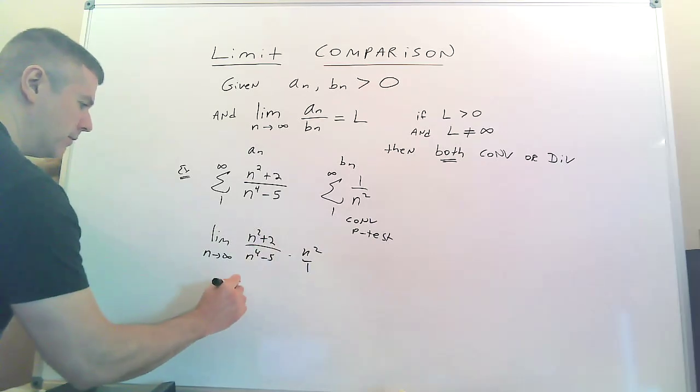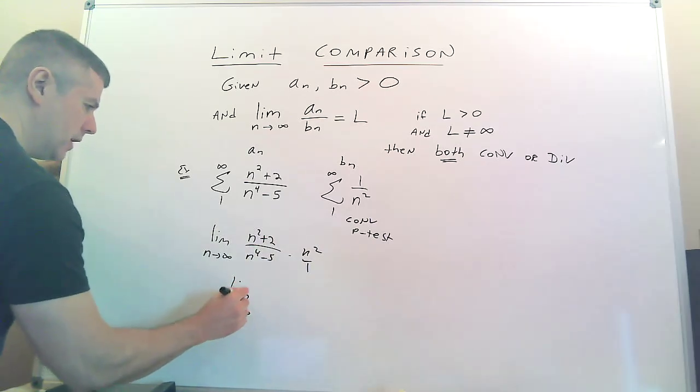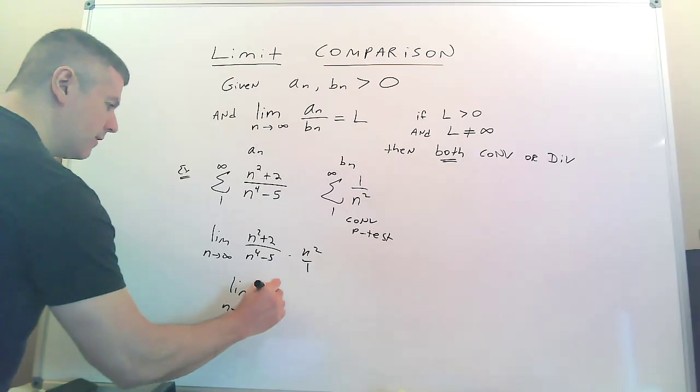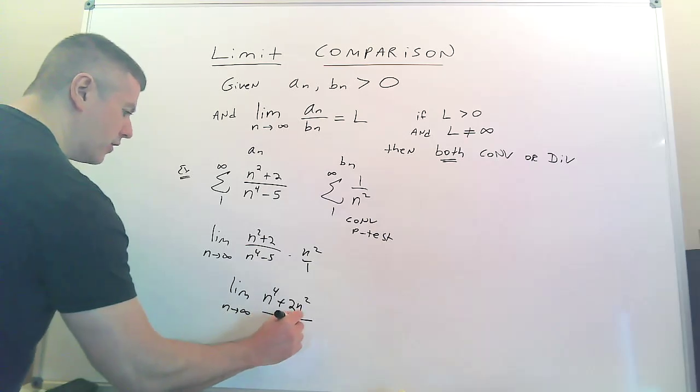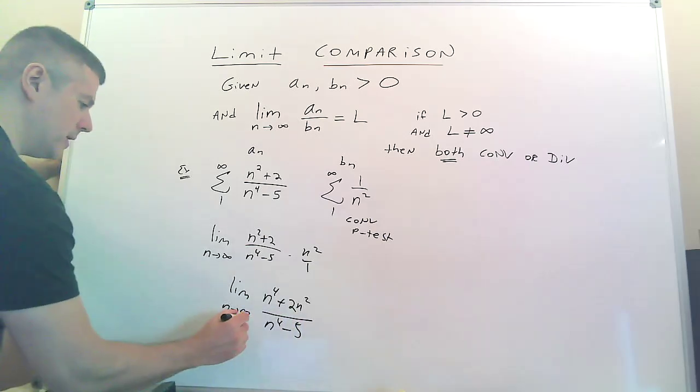Now I'm going to multiply it out, which isn't that bad to do. I'm going to multiply the top. I get n to the 4th plus 2n squared. On the bottom, I have n to the 4th minus 5. And I need to do this limit as n goes to infinity.